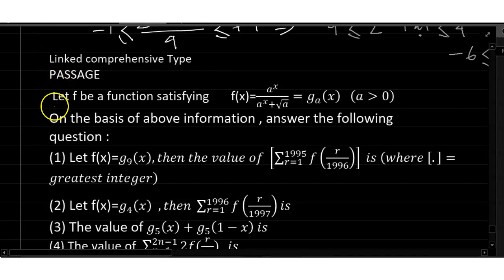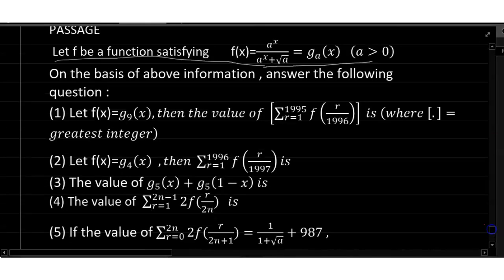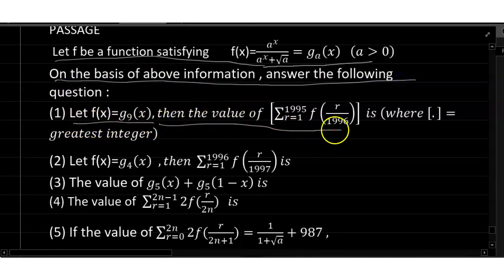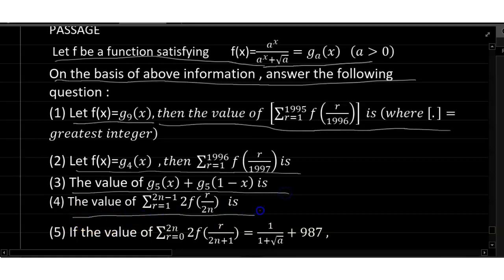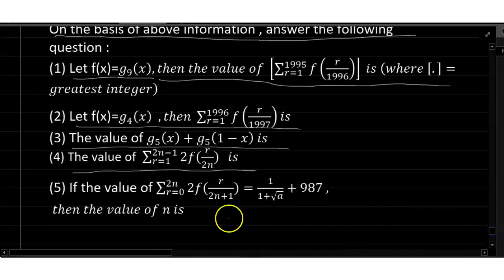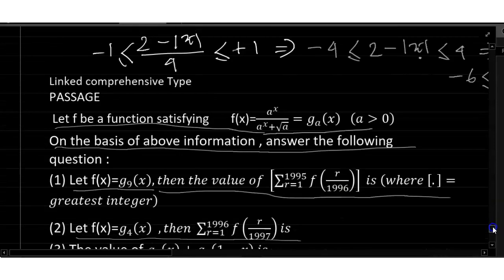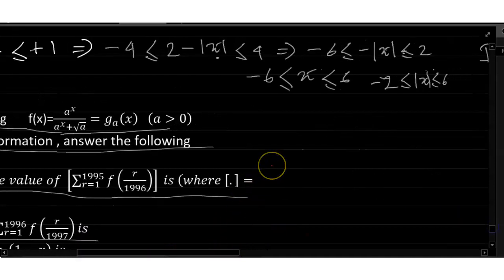Let f be a function satisfying f(x) equal to a to the power x over a to the power x plus root over a. On the basis of the above information, answer the following. Let f(x) equal to g9(x), then the value of this. Let f(x) equal to g4(x), this is g3(x), and the value of this. We have to solve 5 problems, friends. Now let's start. How can we solve this problem?